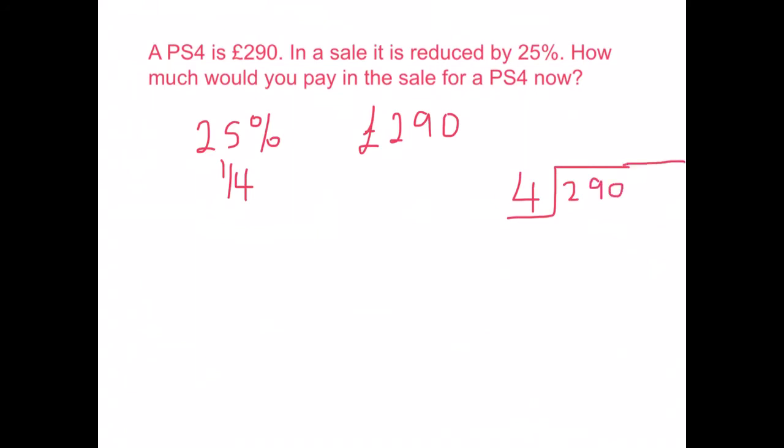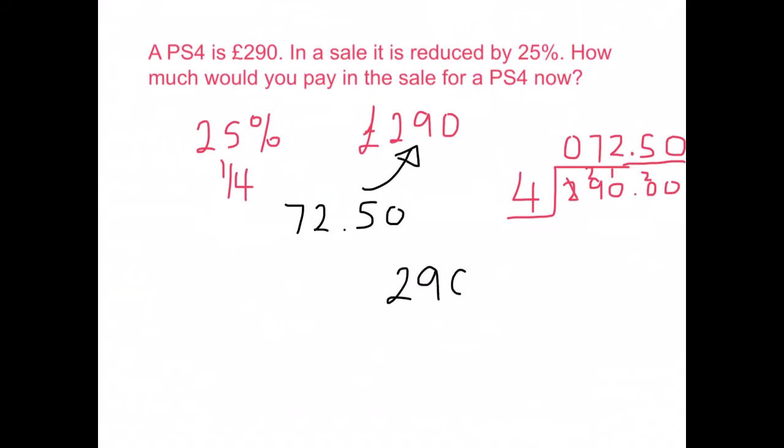4 into 2 does not go. 4 into 29 goes 7 times, so it's 1 over. 4 into 10 goes twice, and we've got 2 left over, so let's put in our pence. 4 into 20 goes 5 times. 4 into 0 is 0. So there is a discount of £72.50. We need to take that off the original price of the PlayStation 4.